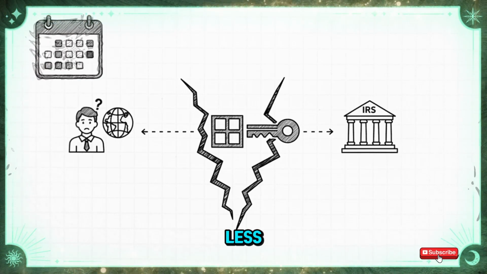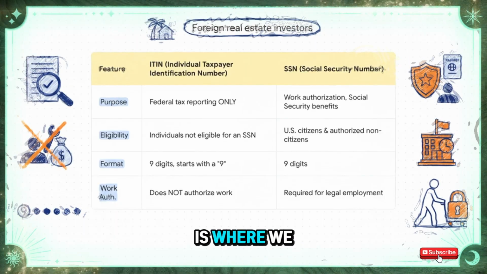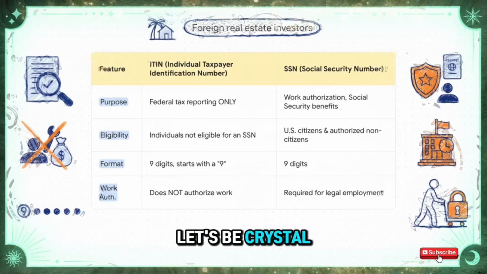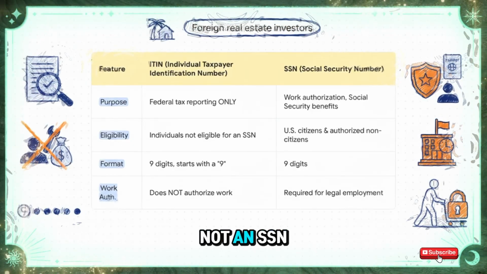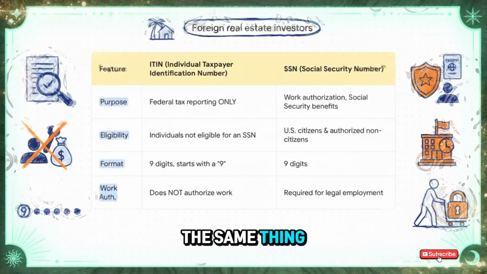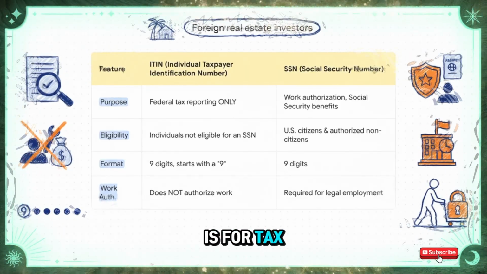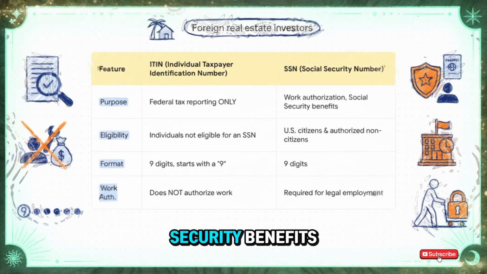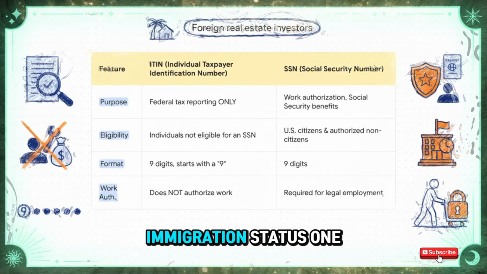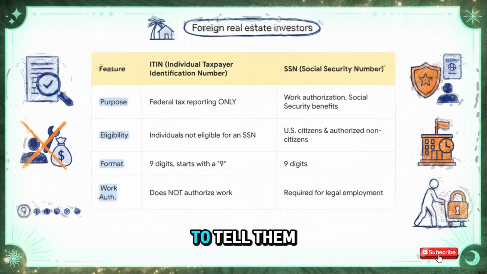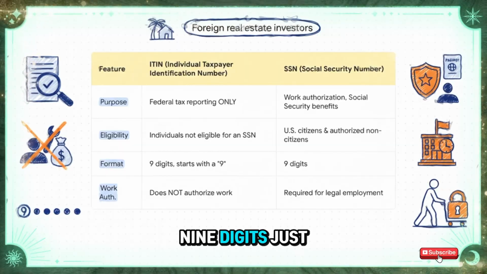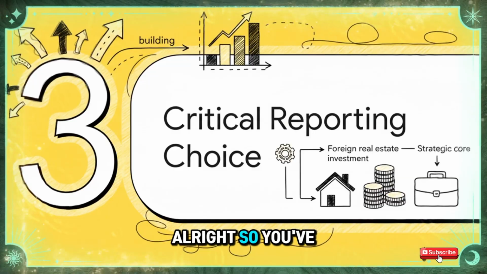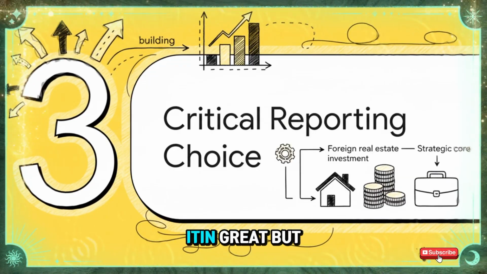Nothing more, nothing less. Okay, now this is where we need to pay close attention, because this cuts through so much confusion. Let's be crystal clear. An ITIN is not an SSN. They are not the same thing. Look at the purpose. An ITIN is for tax reporting only. It does not give you the right to work, it does not get you social security benefits, and it does not change your immigration status one bit. The easiest way to tell them apart, an ITIN is 9 digits, just like an SSN, but it always starts with the number 9.